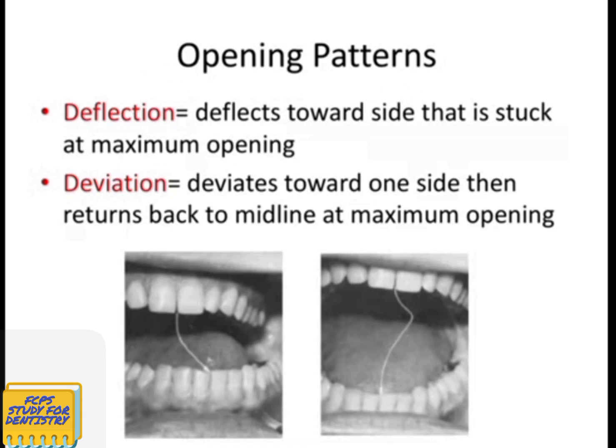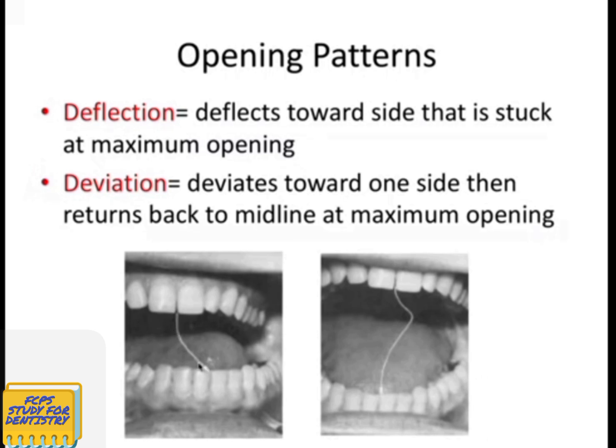So different opening patterns. We have deflection, where the mandible deflects towards one side at maximum opening. And as I alluded to in the last slide, it's going to deflect towards the side that is stuck, and that's at maximum opening. And that's because the condyle on that side can only rotate and it can't translate, so the mandible will swing in that direction.